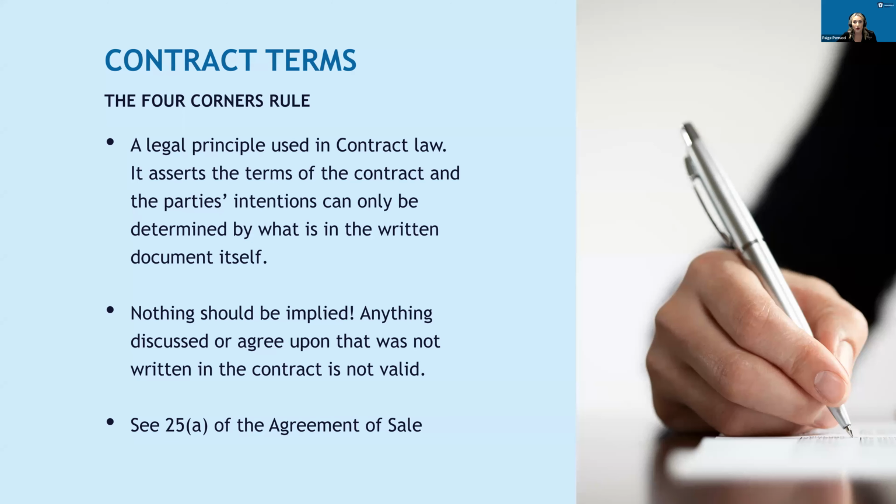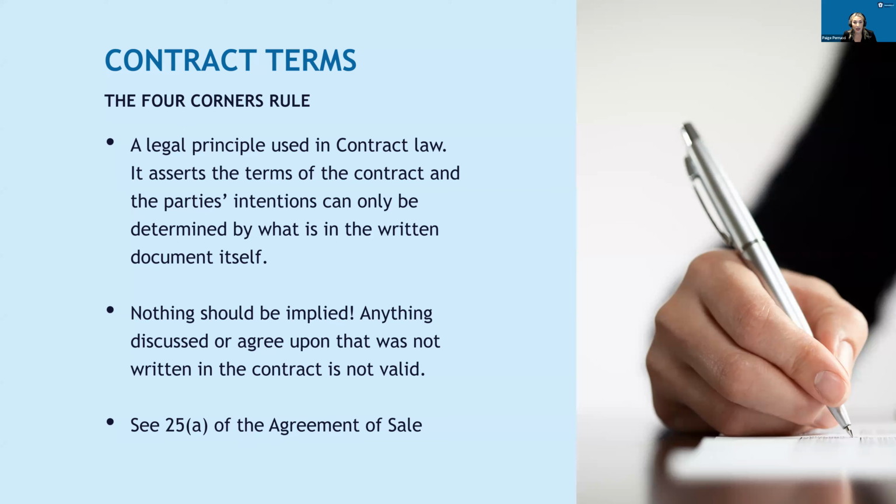The next term we're going to go over is the four corners rule, or the four corners of interpretation. This is a legal theory that every lawyer learns in their first year of law school. It asserts that the terms of the contract and the parties' intentions can only be determined by the written agreement itself. When both parties enter into a legally binding agreement, all the terms and conditions should be explained in detail in the final signed contract. Any part of the agreement that's not included is not enforceable.